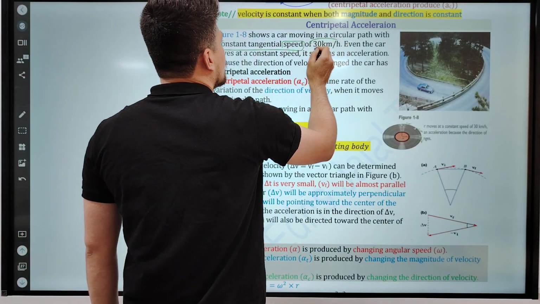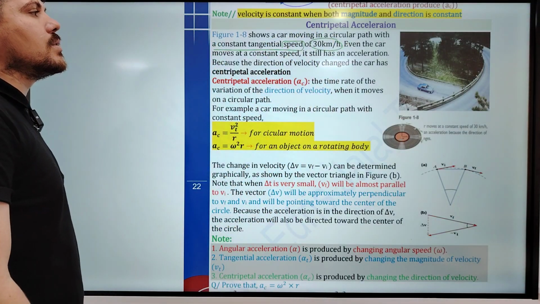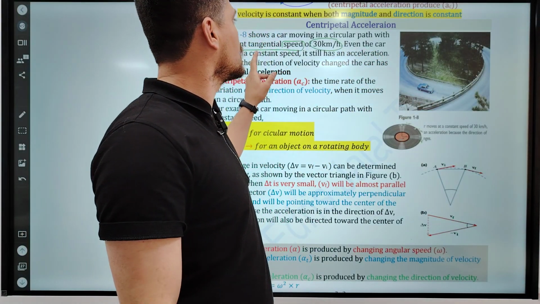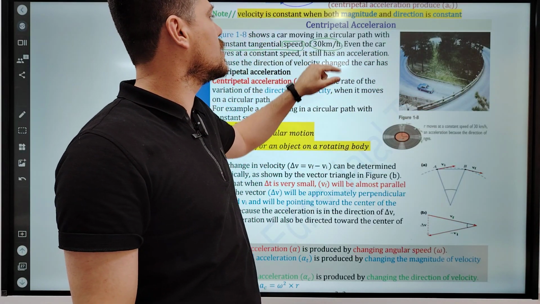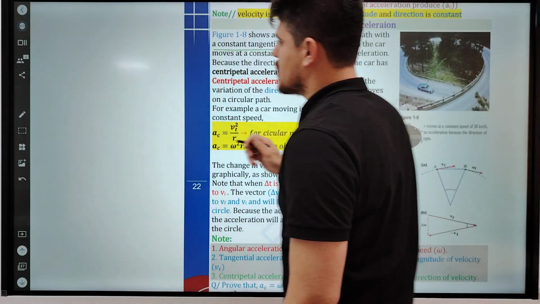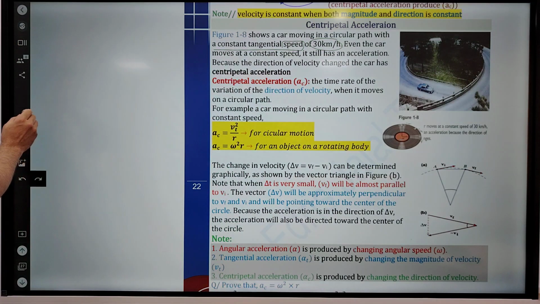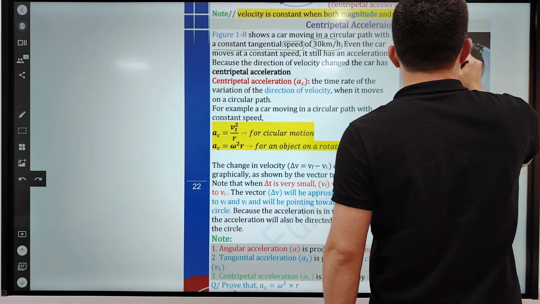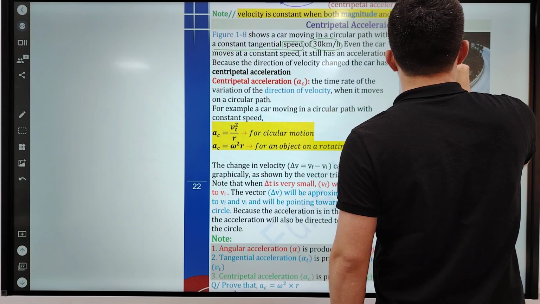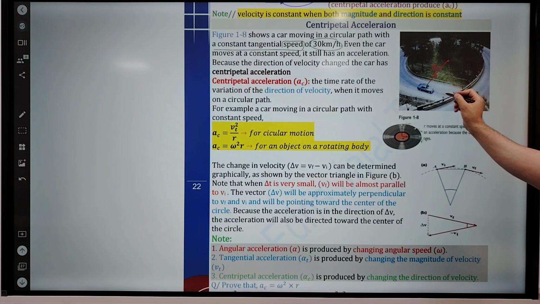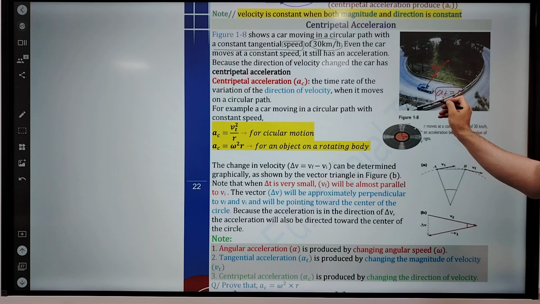Okay, so with 30 kilometers per hour, which type of acceleration do we have when the car is moving with constant tangential speed 30 kilometers per hour? We have only centripetal acceleration. We have only what? We have only the centripetal acceleration, okay? Which is directed toward the center. But in this case, the tangential acceleration is 0.